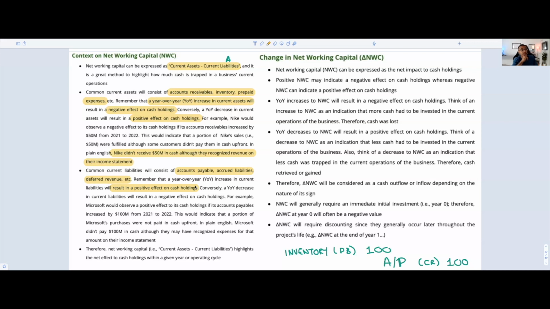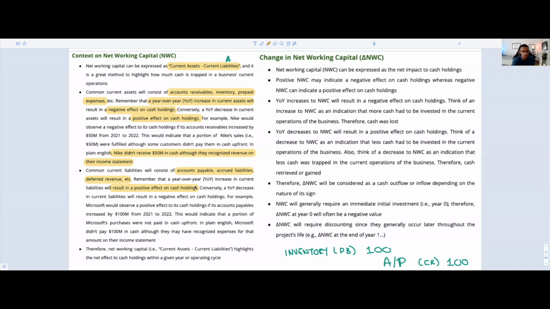And the reason why it has a positive effect on your cash holdings is because, if you just think about it, it would mean that you didn't actually have an expense that occurred. Okay, that's the best way to look at it.